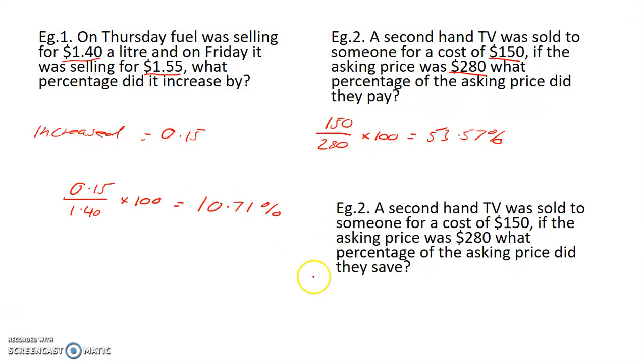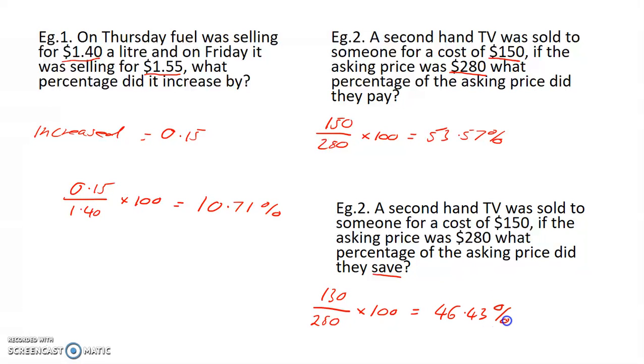The other way a very similar question could be asked, and this is why I've got example 2 again, because the only difference with this here, it asks what price did they save. So we need to work out how much they saved first. If that was originally $280 and they paid $150, I could take that away from that, and I end up with the fact that they saved $130. If they saved $130 out of the original $280, times it by 100 to turn it into a percentage, and I end up with 46.43%.